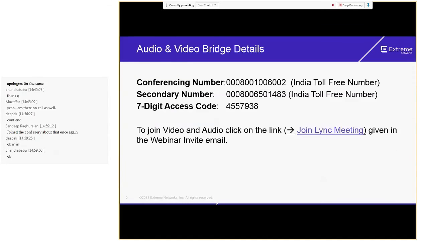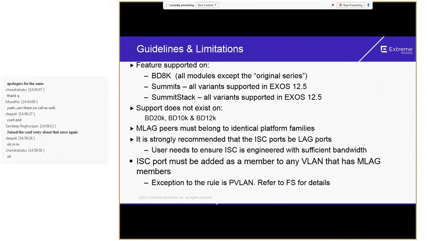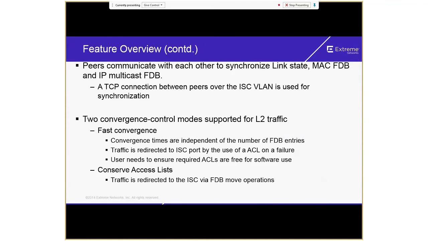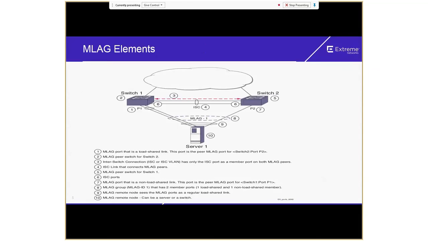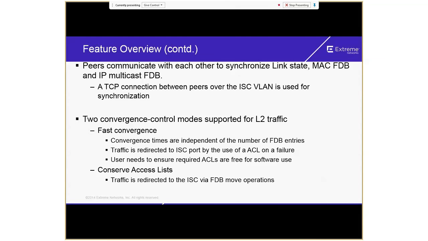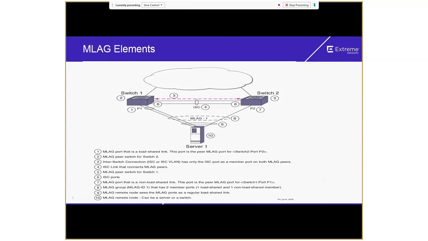So let me go back. I was left off here. I was telling you, I was explaining about convergence. We have two switches here, switch 1 and switch 2, and let's say we have traffic coming in from the internet, and for switch 1, the port P1, which is shown in the diagram, let's say that port is down.